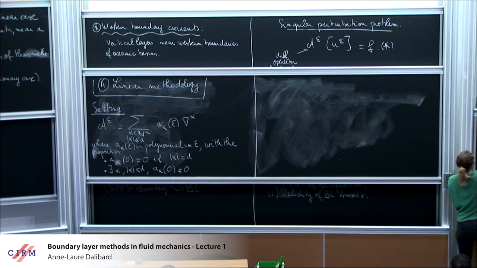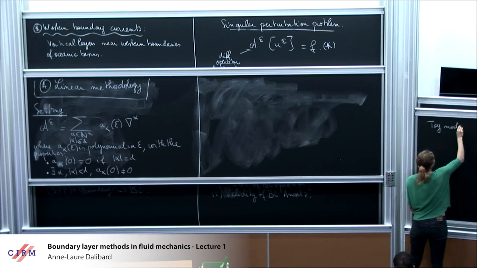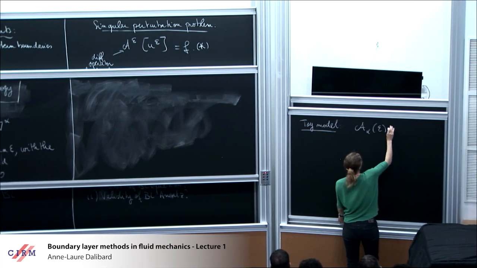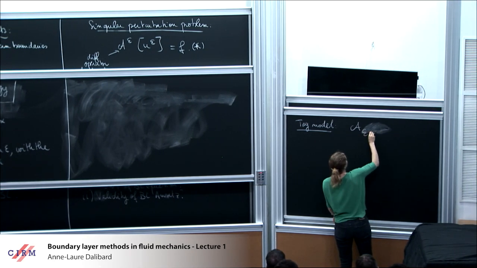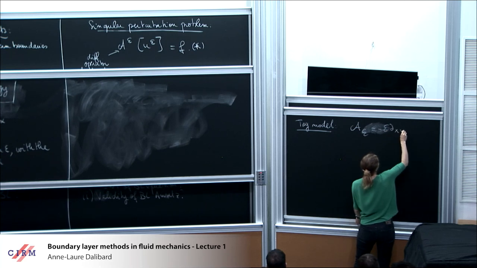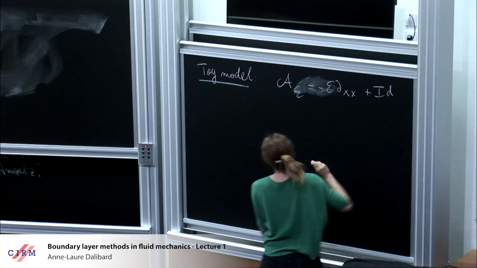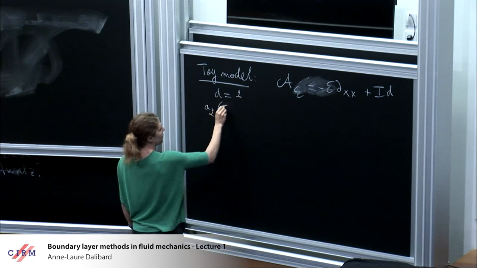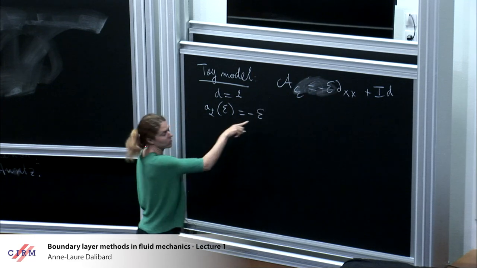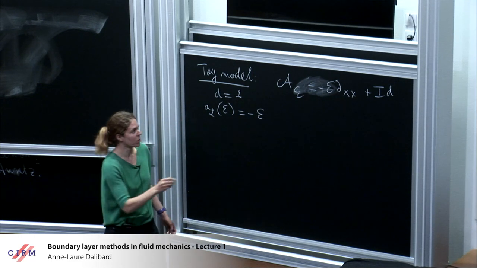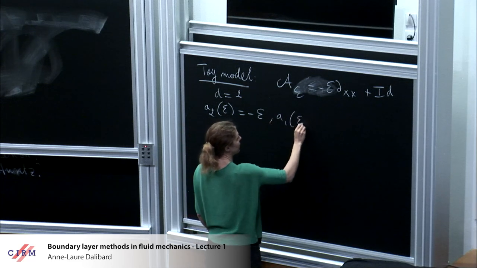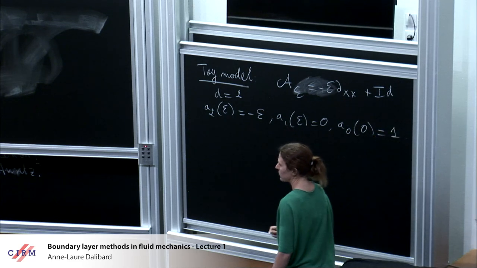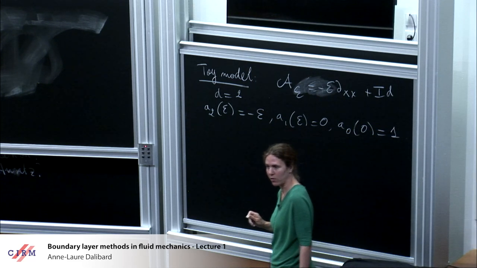So again, for my toy model, A epsilon equals minus epsilon dxx plus identity. In that case, you have D equal 2. A2 of epsilon is minus epsilon, so it's 0 at point 0 and it's polynomial. A1 of epsilon is 0, and A0 of 0 is 1. So you can check that it falls within this framework.